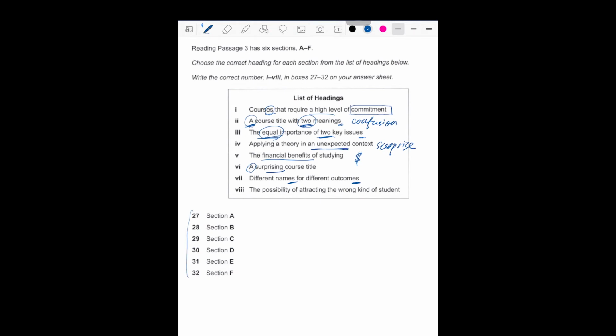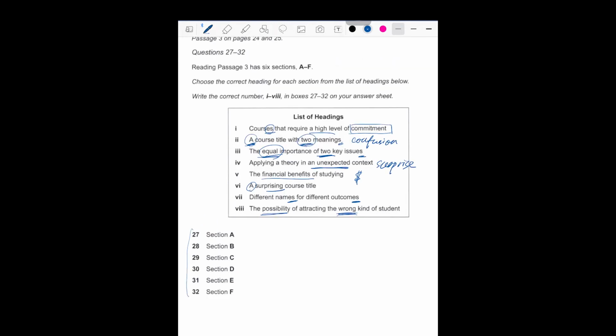Okay, the last one, the possibility of attracting the wrong kind of student. A possibility here. What is wrong about the students? What is the wrong kind of students? Well, I'm not so sure here. Let's put a question mark.